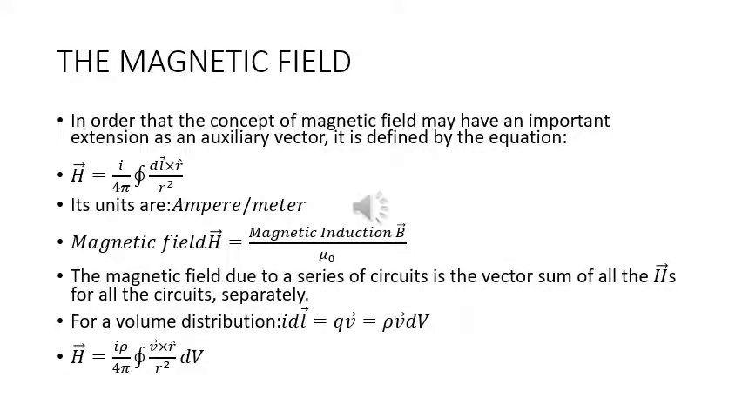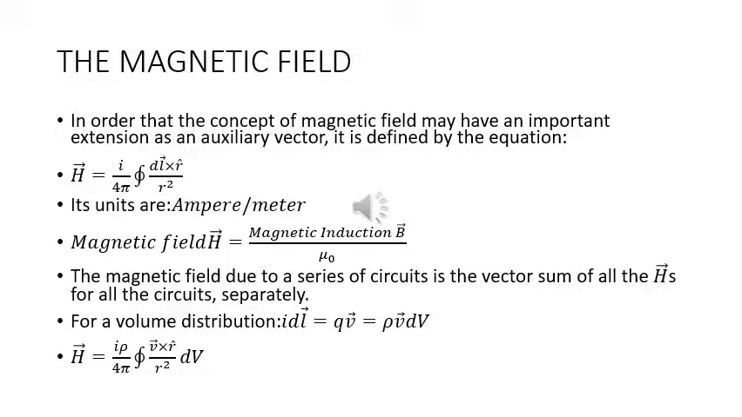In order that the concept of magnetic field may have an important extension as an auxiliary vector, it is defined by the equation H is equal to I upon 4 pi closed integral dl cross unit vector r upon r square. Its units are ampere per meter. The magnetic field is equal to the magnetic induction divided by mu 0. The magnetic field due to a series of circuits is the sum of all the H's for the circuits separately.